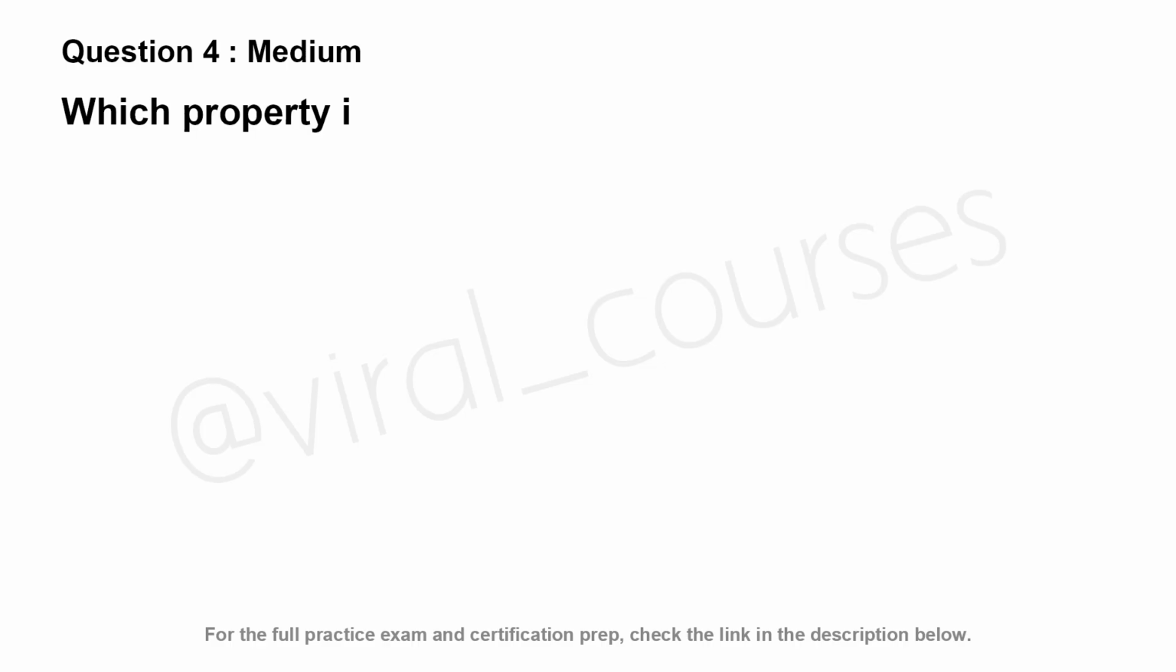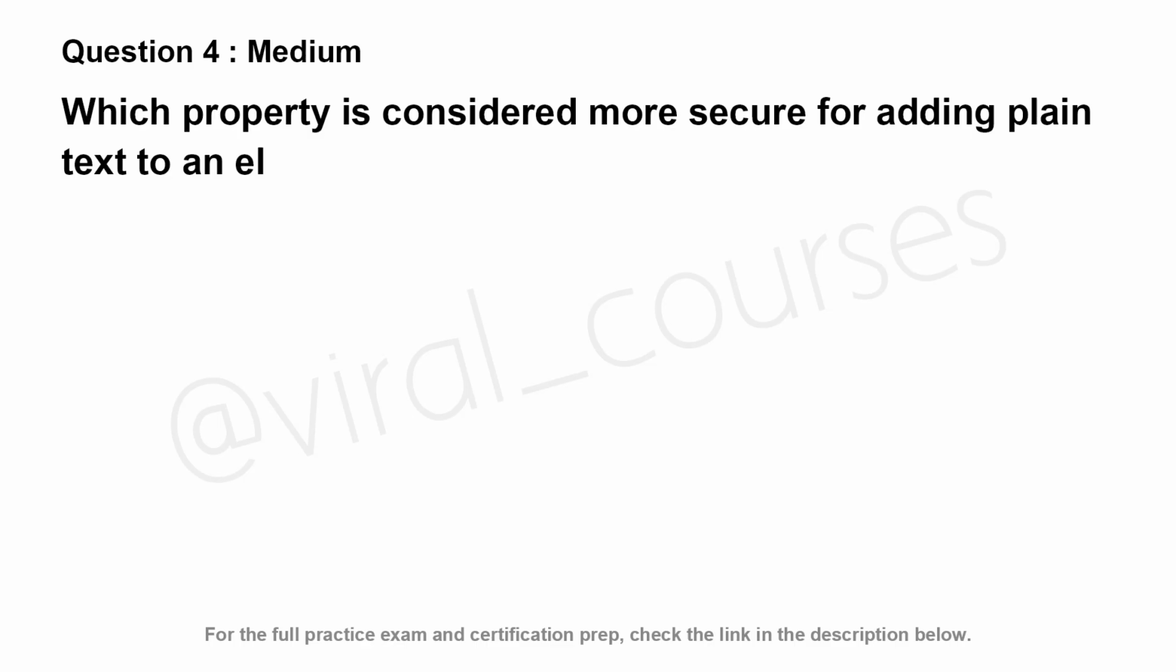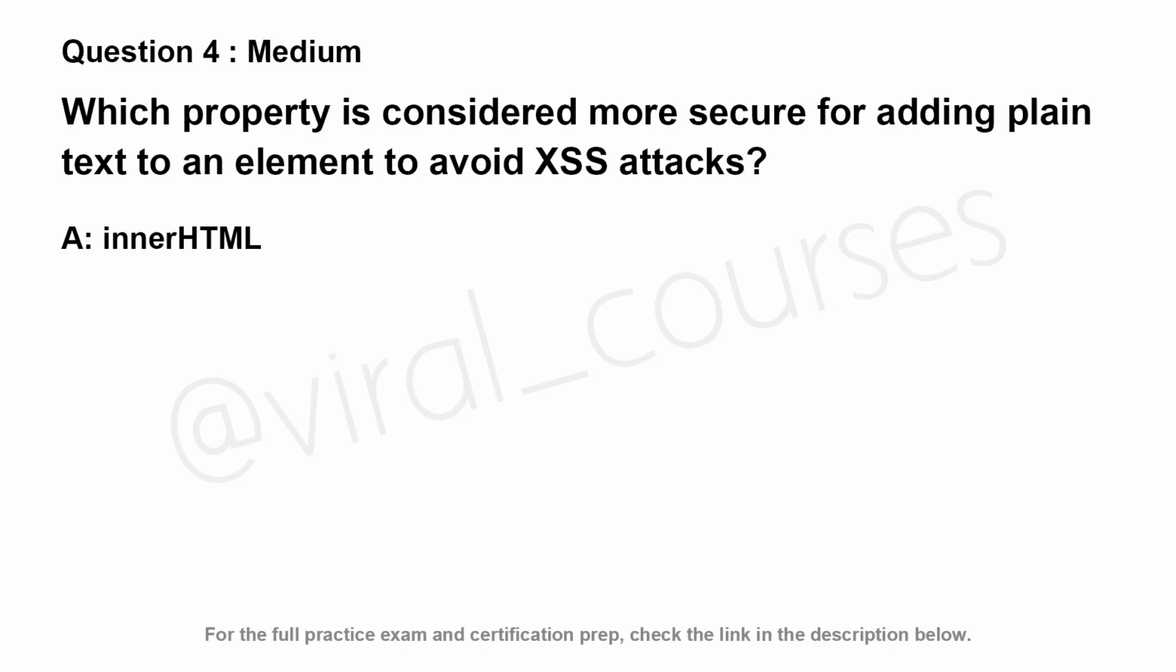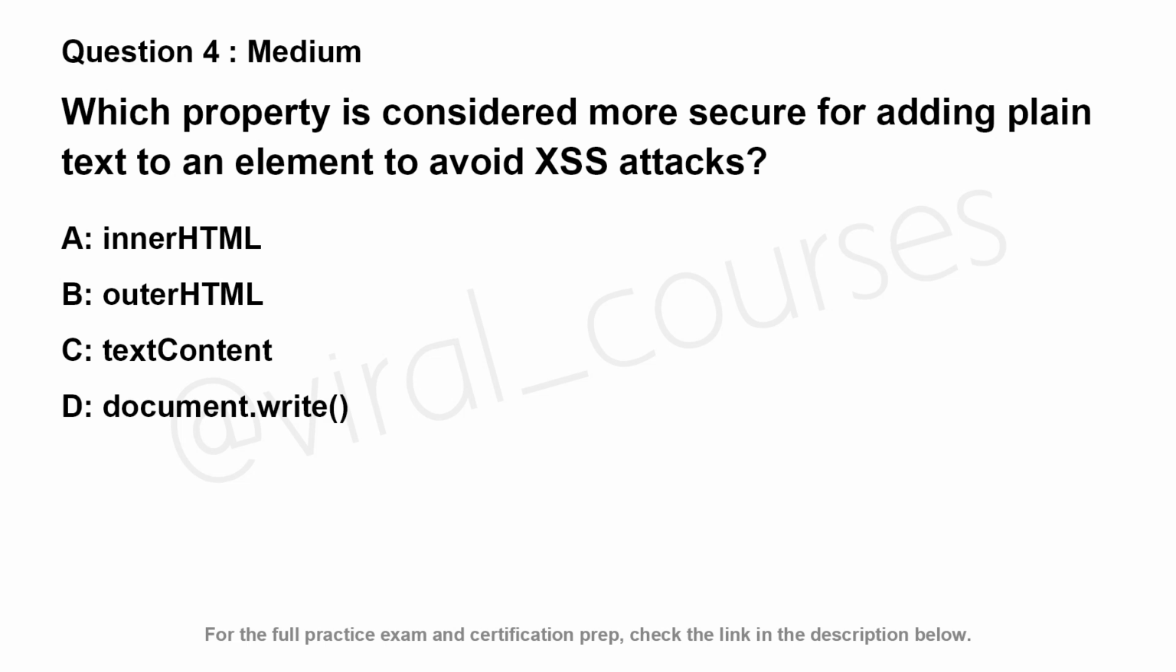Which property is considered more secure for adding plain text to an element to avoid XSS attacks? Option A. innerHTML. Option B. outerHTML. Option C. textContent. Option D. document.write.